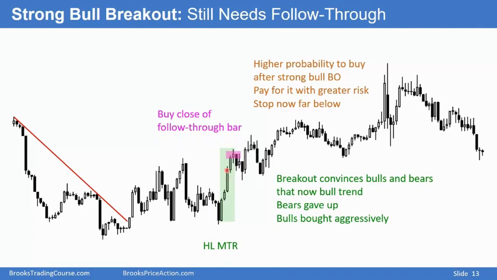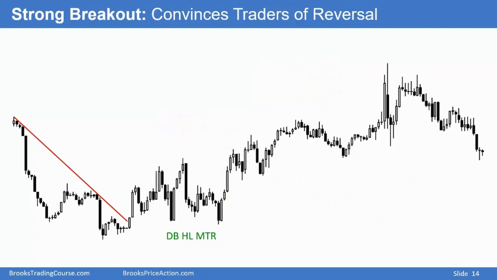A very big bull bar, you can buy this close, or you can buy the close of the follow-through bar, or the close of this follow-through bar after this big 2-bar breakout. Stop below the bottom of the bull breakout. This is a bull breakout by climax. A major higher low. Double bottom, higher low. Here's the old low. This is a double bottom above that low, so it's a double bottom higher low. And it's a break above a bull trend line, so it's a double bottom higher low, major trend reversal, buy setup.